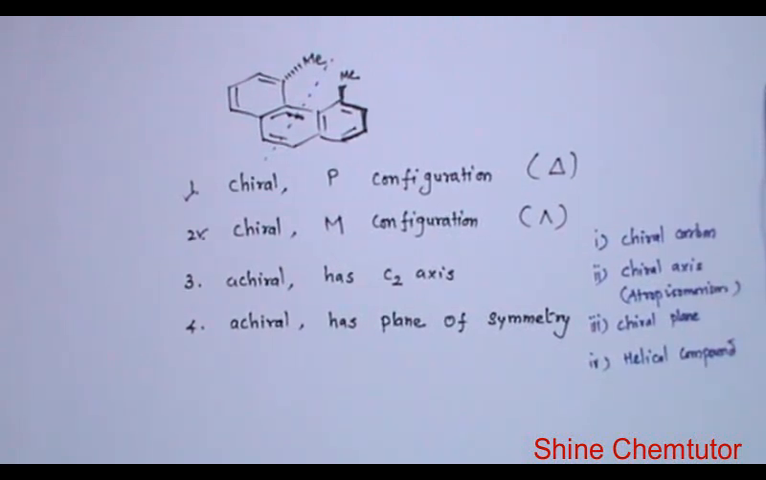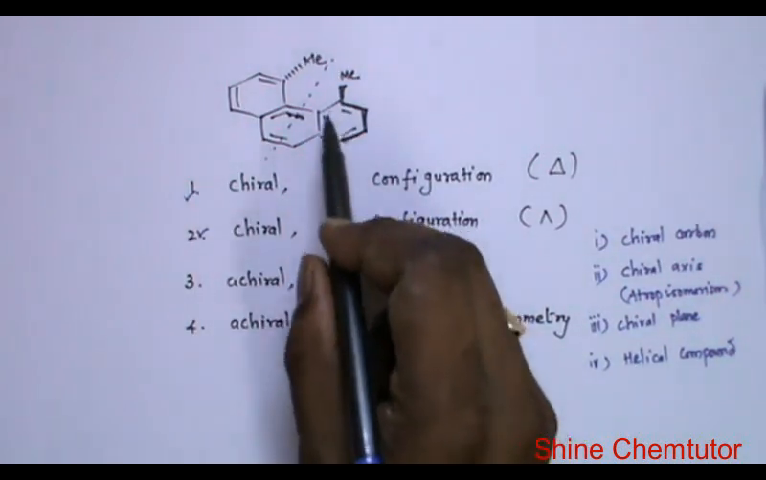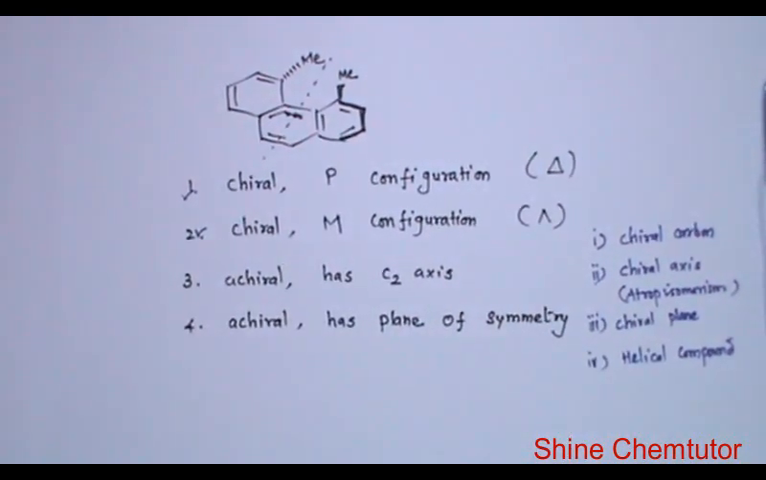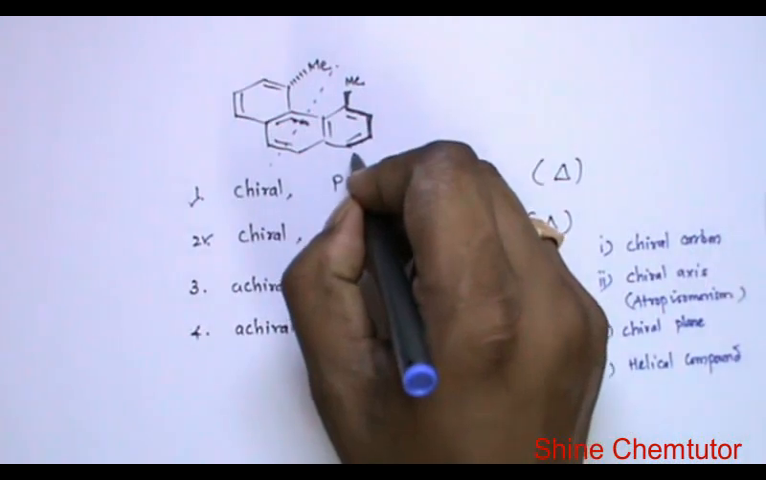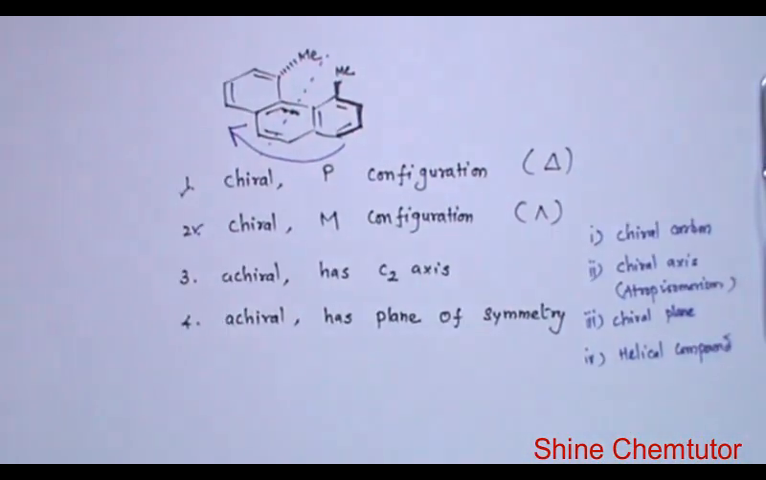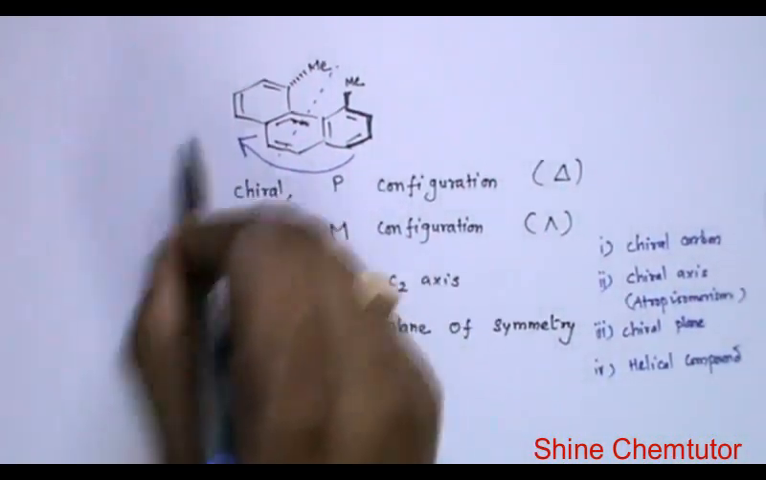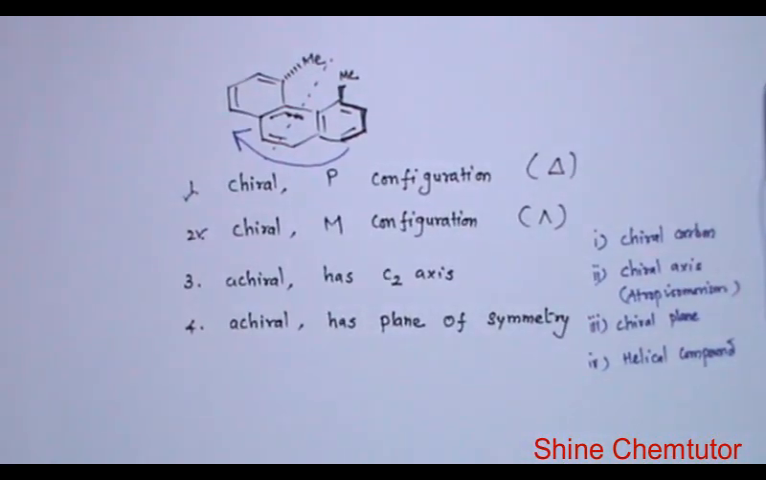But what about the configuration? It is very simple. You have to check whether it has clockwise rotation or anti-clockwise rotation. And you have to start from the top one, not from the bottom. That is, this particular ring, it is on the top. From that, I go towards this. When I go like that, whether it is clockwise or anti-clockwise. You can see here it is clockwise direction. If it is clockwise, then you have to say P configuration, P for plus.